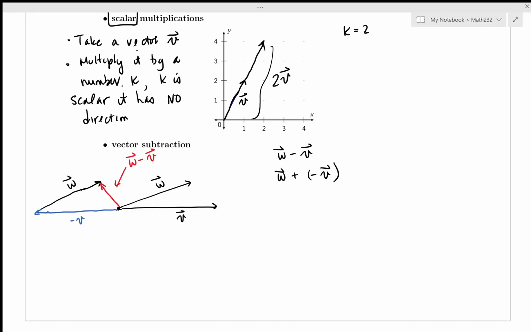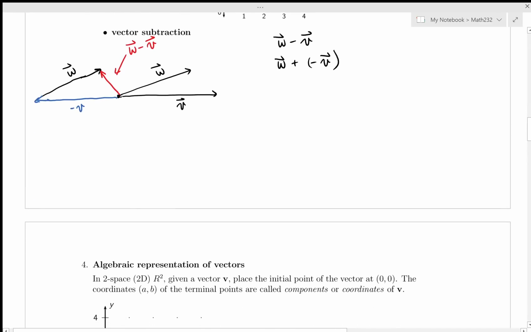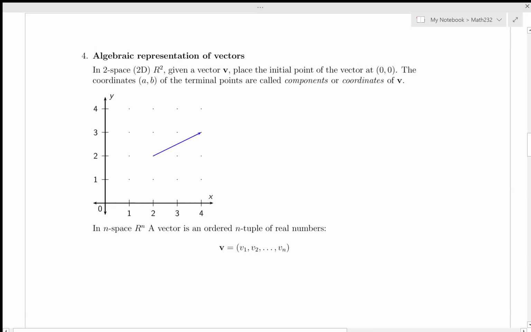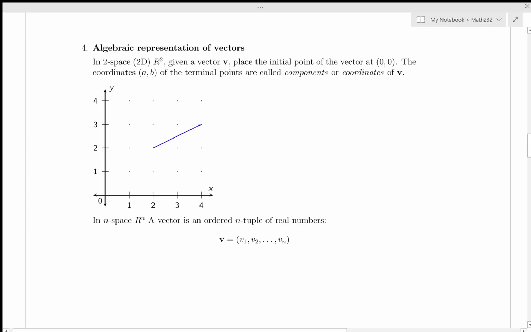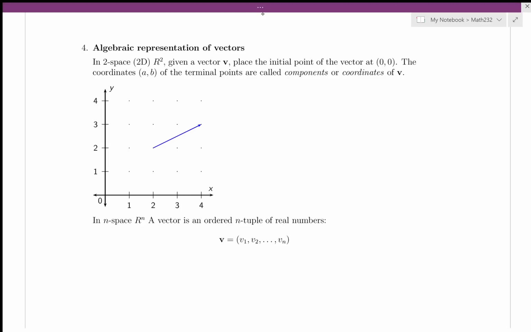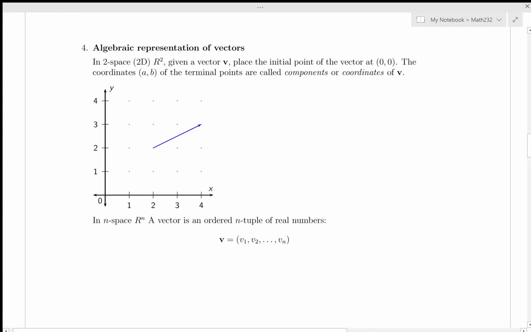We did this so far geometrically, by drawing a picture with the parallelogram and seeing what's going on. We can do this algebraically as well, and we're going to see how to do that right now. So in 2-space, which is 2-dimensional space, indicated here in my notes with R2, which I sometimes write with the double bar like this, R2. That means 2-dimensional space.